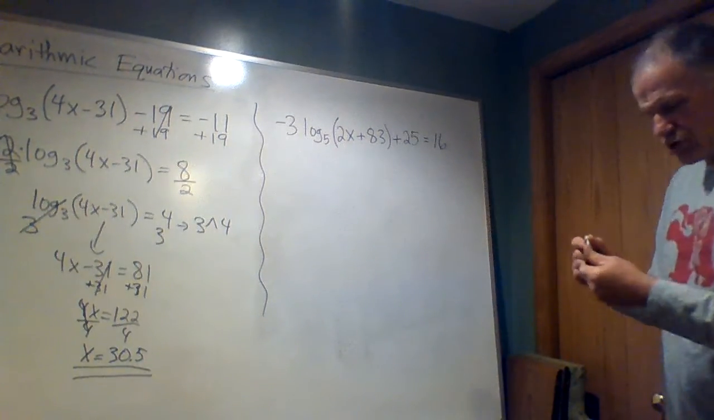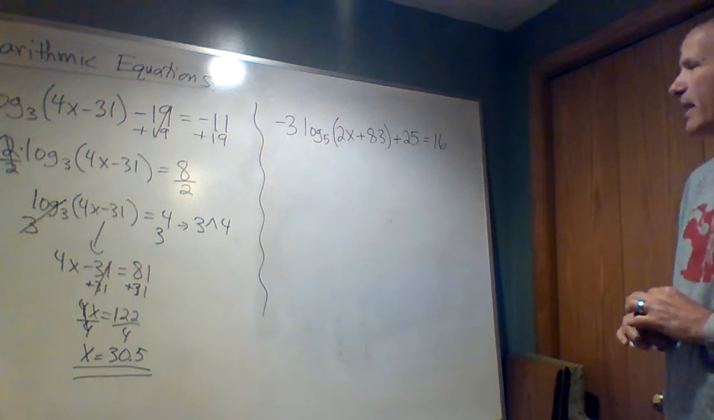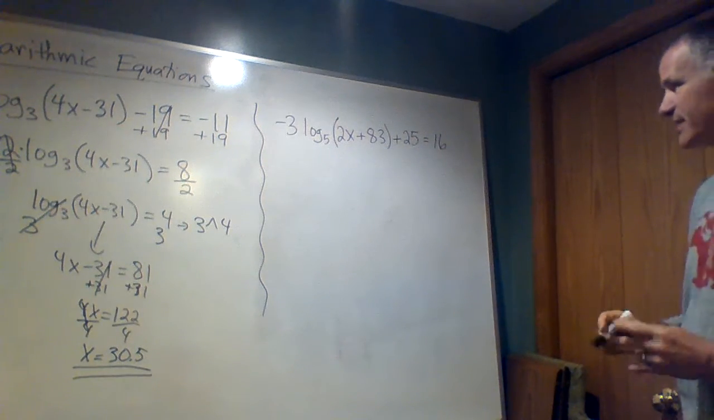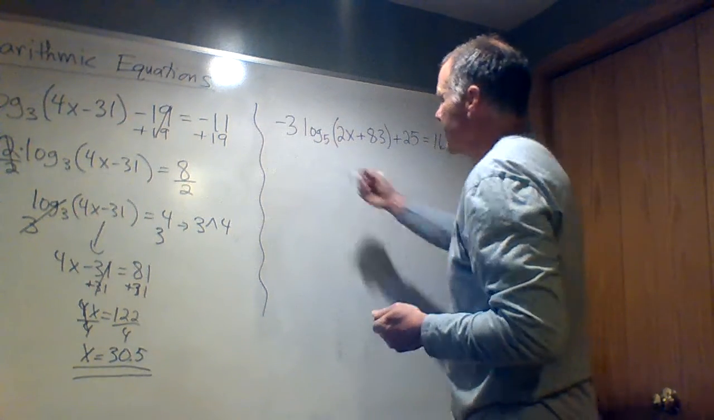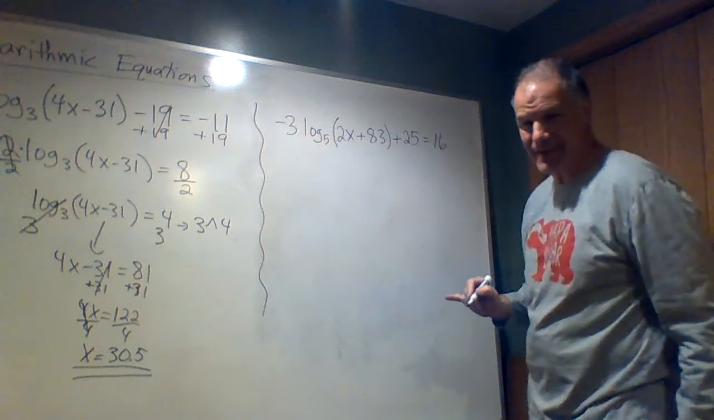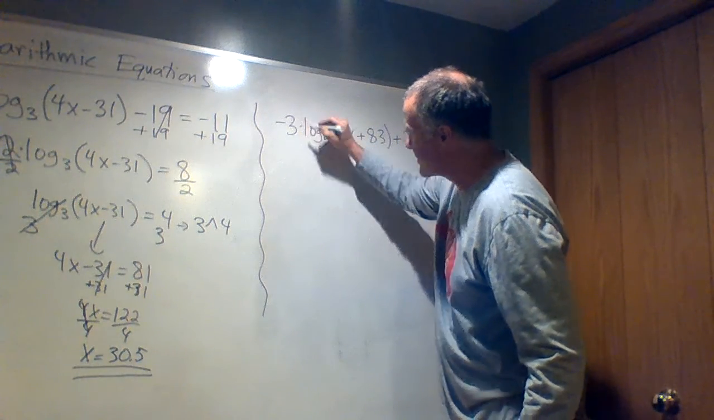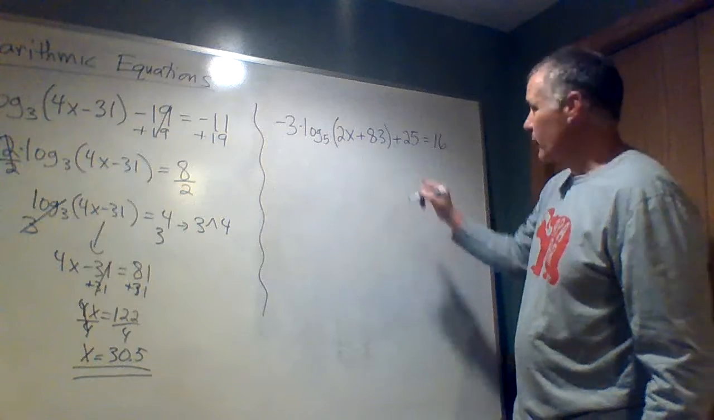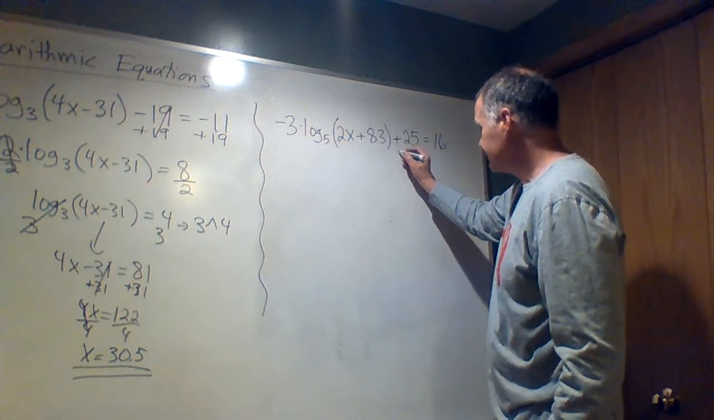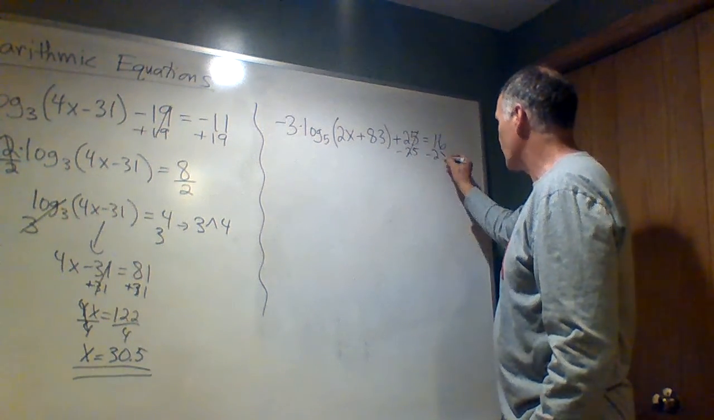So again, there's our equation: negative 3 log 5 of 2x plus 83, plus 25 equals 16. Remember, first thing we look for, this negative 3 is a multiply step, so that's later. We're going to get rid of plus or minus first, right? So we're going to subtract 25, minus 25.